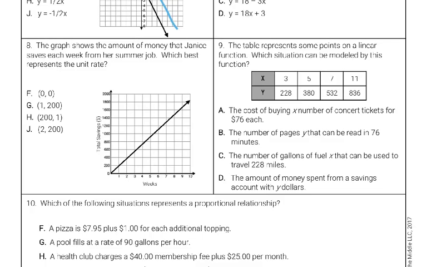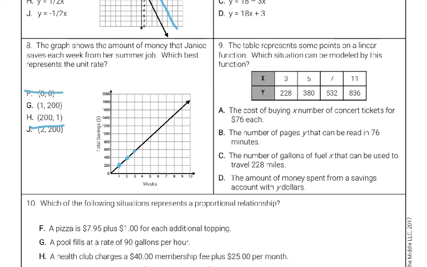Question 8 says, the graph shows the amount of money that Janice saves each week from her summer job. Which best represents the unit rate? As we know, this graph is a proportional relationship since it goes to the origin and is a linear line. We know that it will be the same each week. Mark a point right here. I can see that for 1 week she gets $200, and for 2 weeks she gets $400, and for 3 weeks she gets $600, and so on. So that we can mark out the answers J and F.